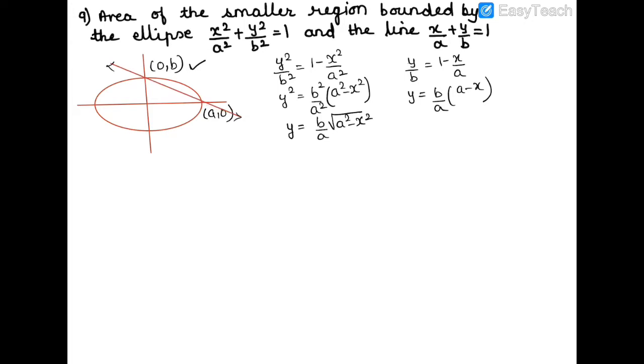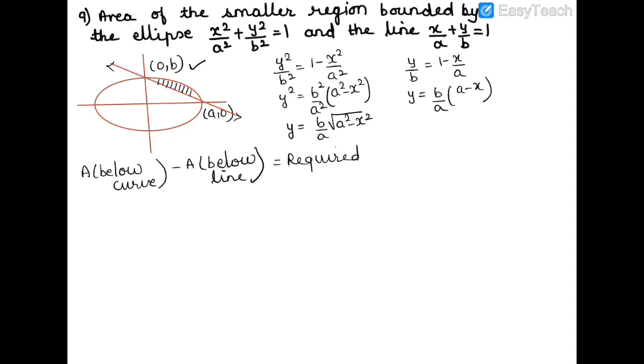And I have been asked the smaller region. So this is area below the curve minus area below the line, and that is the required area. I know area below the line, this part is a triangle, so what is my expected answer? Half of base into height. This should be my answer, half AB.